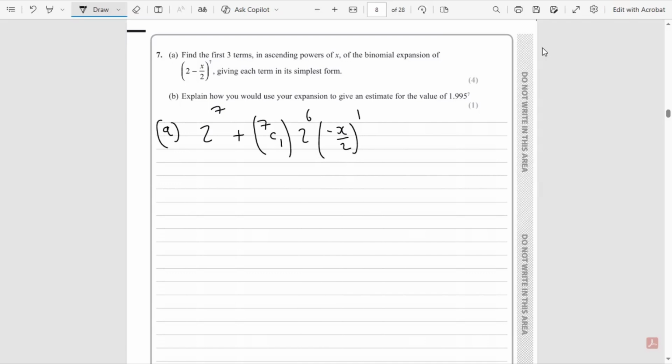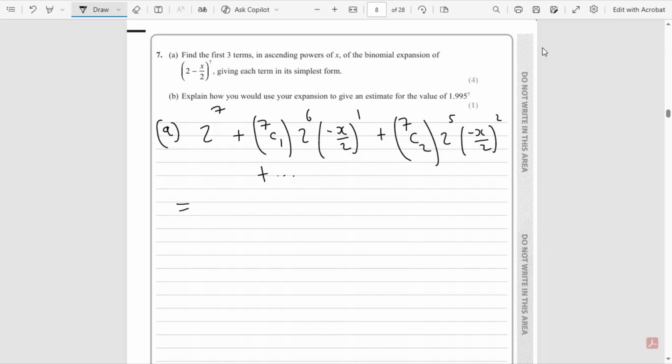We just want one more term. So the next term is going to be 7 choose 2, multiplied by 2 to the power of 5. Again, take away 1 from the power of the first term, and then increase the power of the second term, so minus x over 2 to the power of 2, and then plus ... Of course, you've got all of the other terms in the expansion too, but because the question only wants the first three terms, we're just going to write down those first three terms.